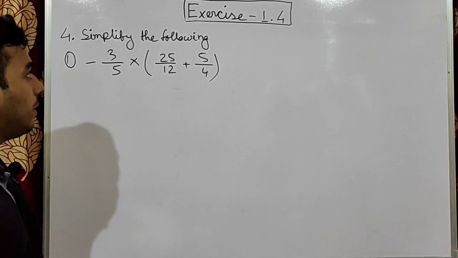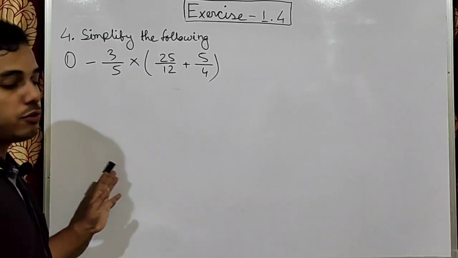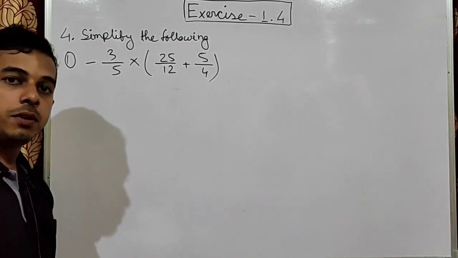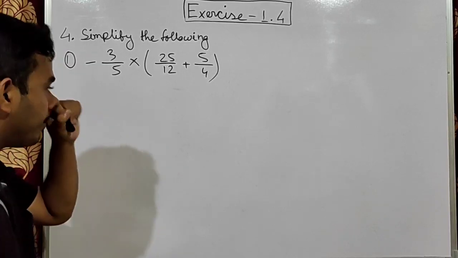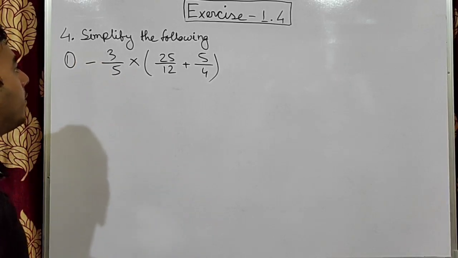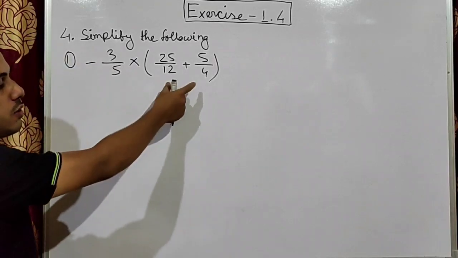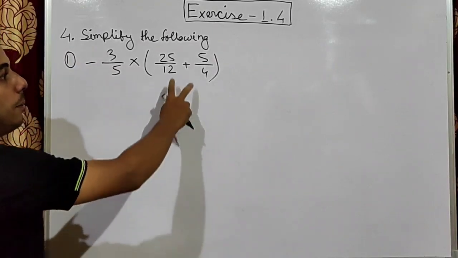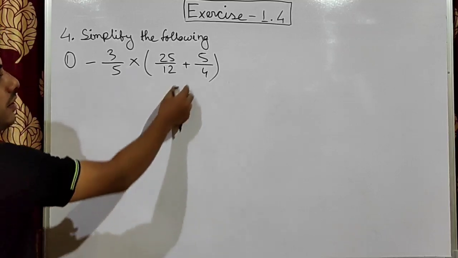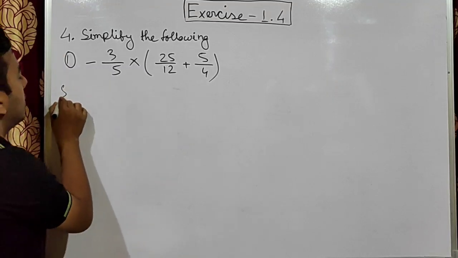So here the question is simplify the following. That means we have to make this expression in simple form. So there are how many? 3 questions, right? I will solve just one, and the remaining 2 you can solve yourself. So here the expression is minus 3 by 5 into bracket 25 by 12 plus 5 by 4. First we have to solve the bracket. Then we will multiply its result with minus 3 by 5. So let's start.